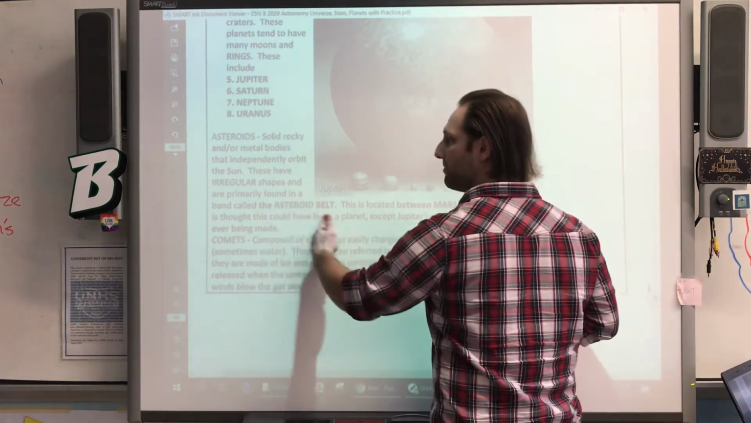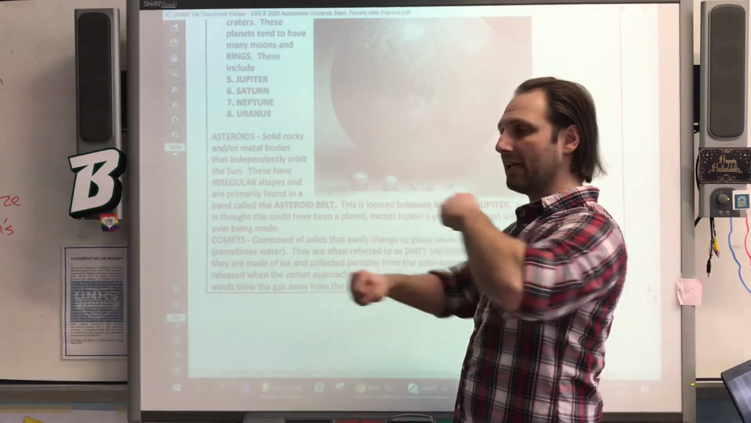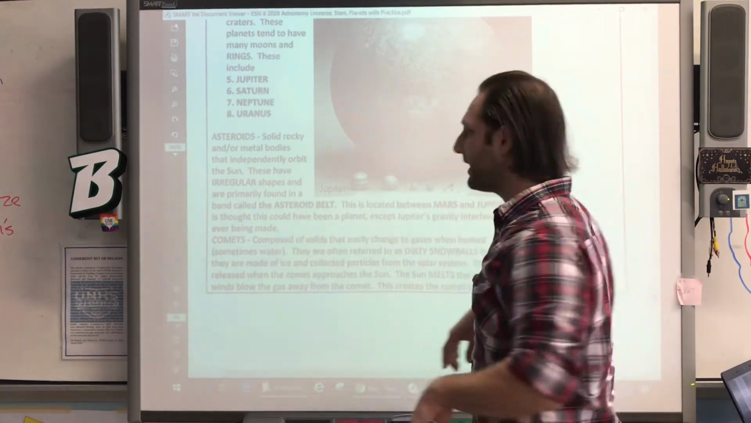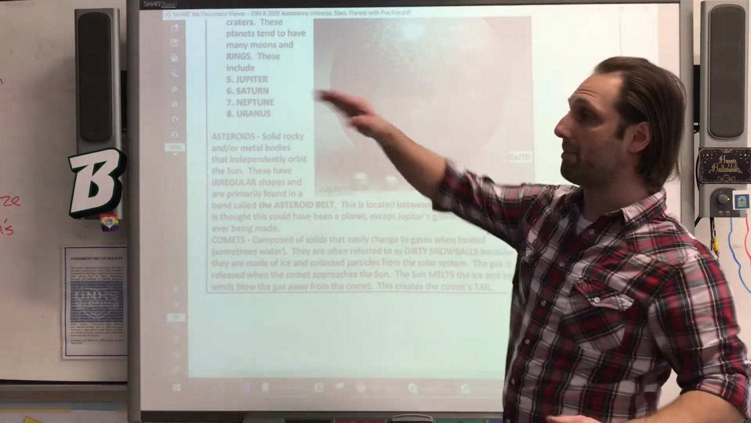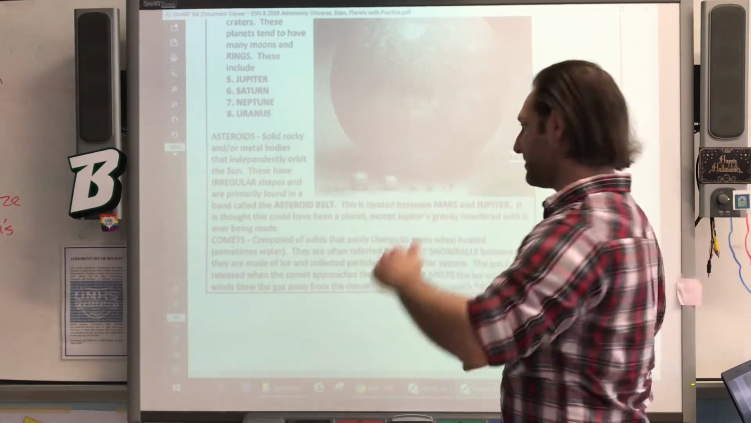So the asteroid belt tends to be where these are found. They tend to bump each other in and out of their orbit of the asteroid belt, which is why we do get asteroids that pass us and end up in a different elliptical orbit around the sun.